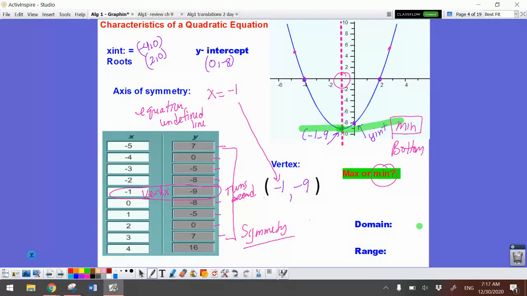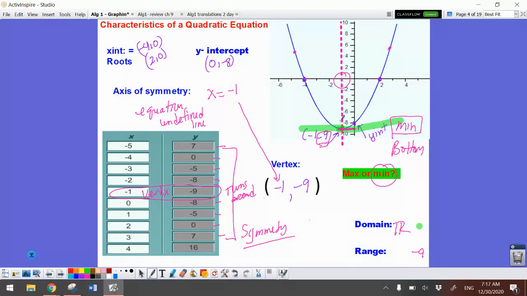All right. And from there, we control our domain and range pretty easily. Domain is all real numbers. It's not a word problem. So it's going to be every x, every x positive and negative. The range is going to be controlled just like our quadratic. So I see that my minimum is -9. That is where I drew that line. It matches the y value of my vertex.